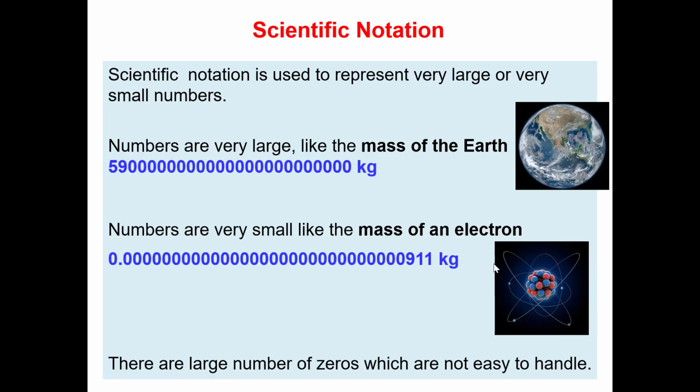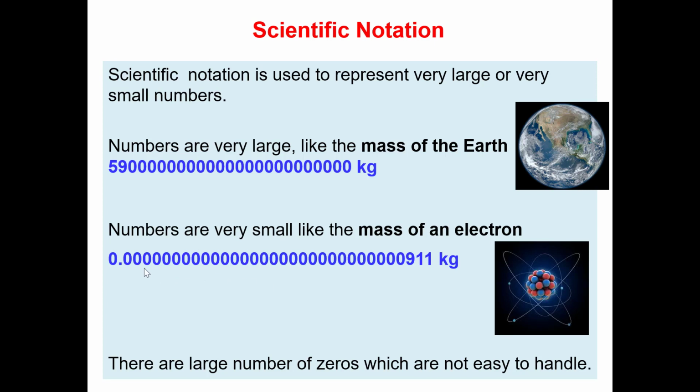Scientific notation is important in science because we can use it to represent very large or very small numbers. A large number, for example, is the mass of the Earth, which is a really big number with a huge number of zeros. Or a small number, like the mass of an electron.